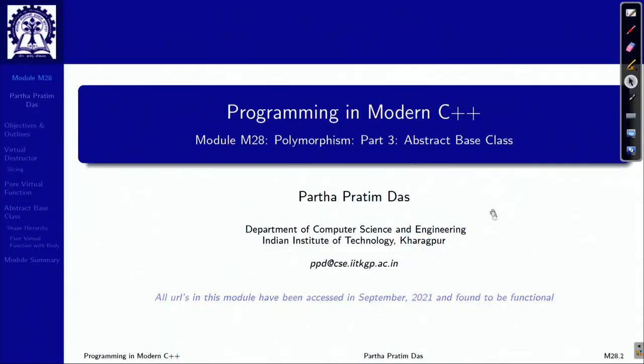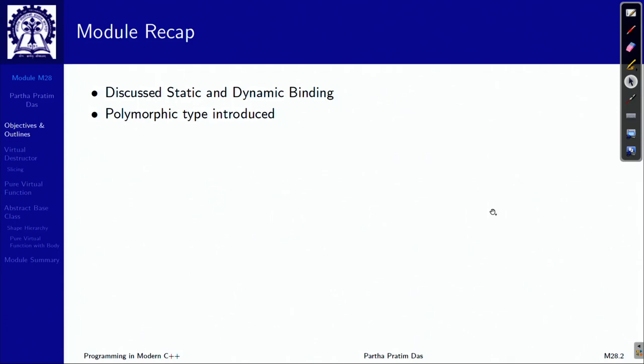In the last module, we discussed static and dynamic binding. We have learned that an object may have a compile time type and a runtime type based on the type of binding it receives, and based on that we have polymorphic type introduced in C++.